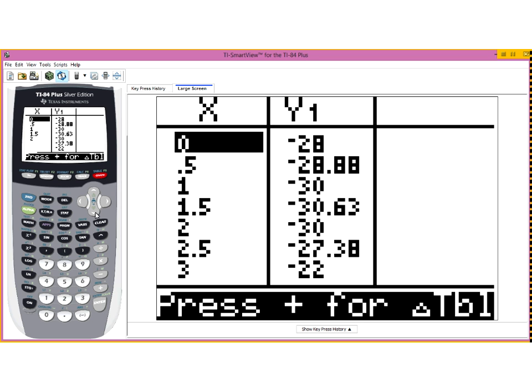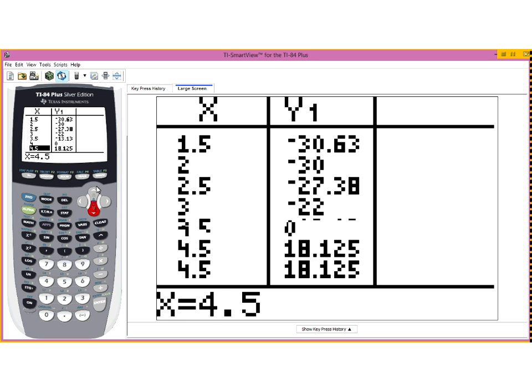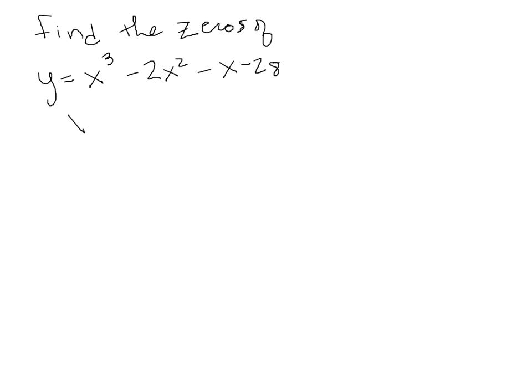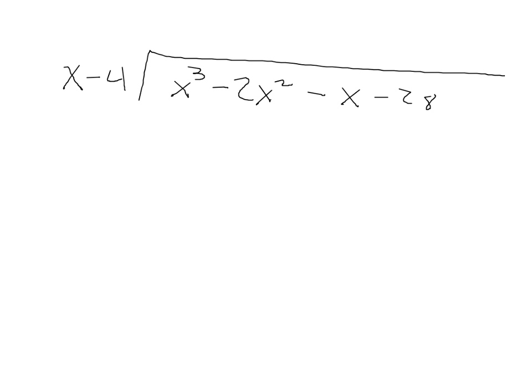We go to the table, and we look through some of the values in the table, and at 4 we see a 0. So we know that x equals 4 is a 0, which means that x minus 4 is a factor. So I'm going to go to the next page and take x minus 4 divided into x cubed minus 2x squared minus x minus 28.